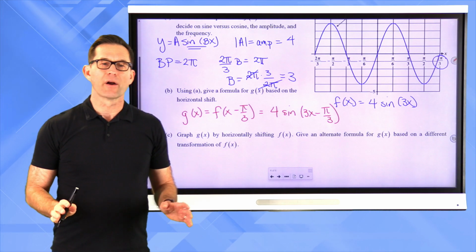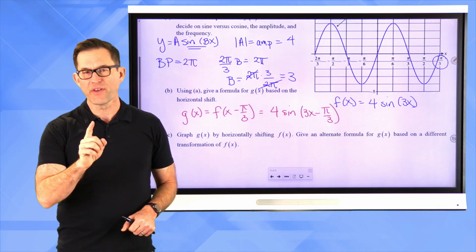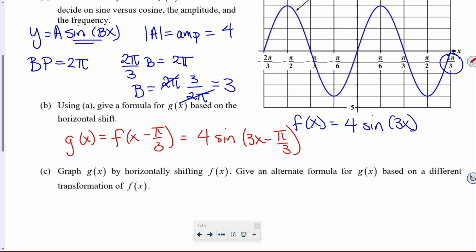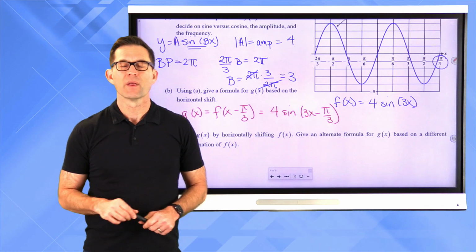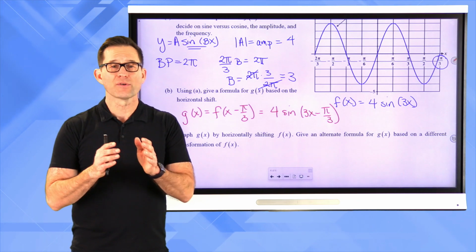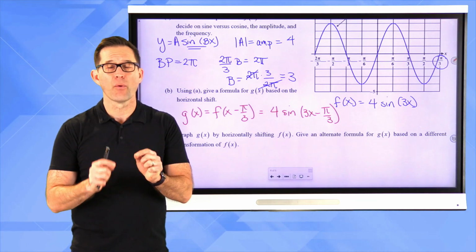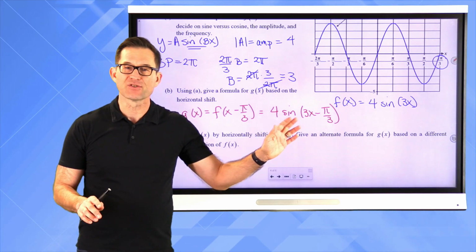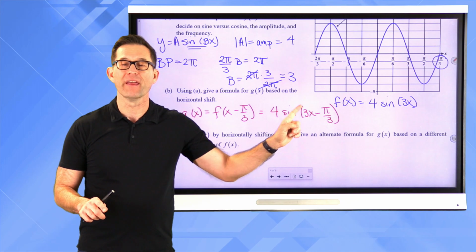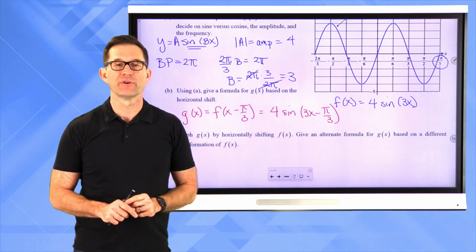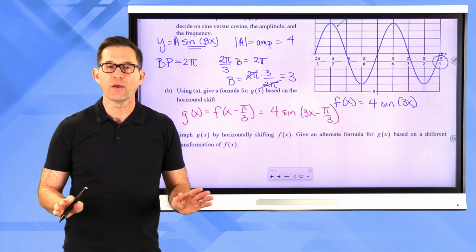Now, I made a mistake there, and I want you to pause the video right now and think about what mistake I made. Pause the video for a moment. Do you know what I did wrong? Well, a horizontal shift only works if you're adding or subtracting to the x variable before anything else is done to it. But in this case, x is being multiplied by 3 and then pi over 3 is being subtracted. So that is not a pi over 3 shift to the right. Not in any way, shape, or form.